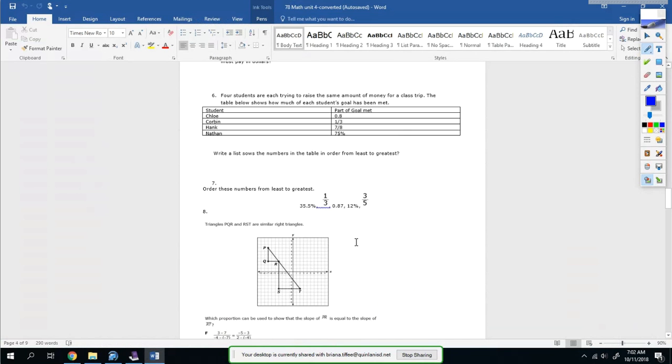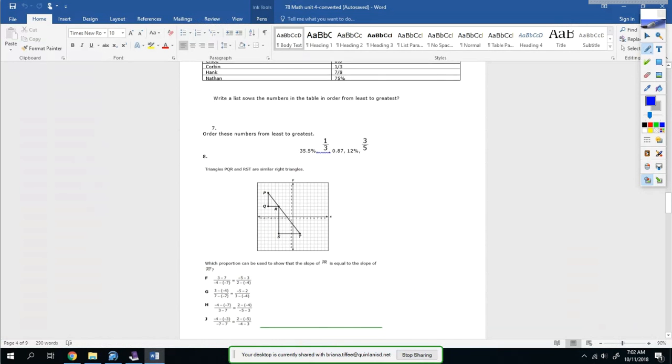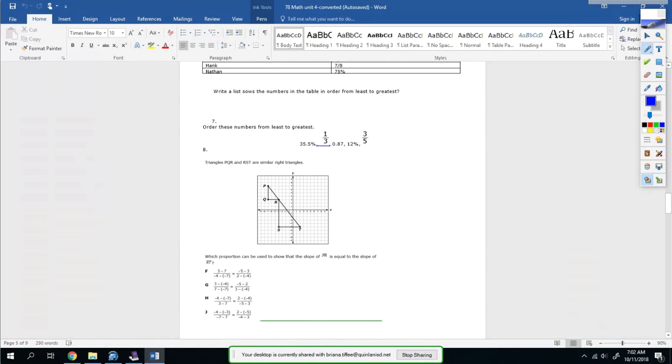All right, number 8, we've actually kind of done before. I've talked to you about it. It says, which proportion can be used to show the slope of PR is equal to the slope of RT? So basically, I'm trying to figure out which proportion will show me the slope. I can't personally see the points, but I did write them down.